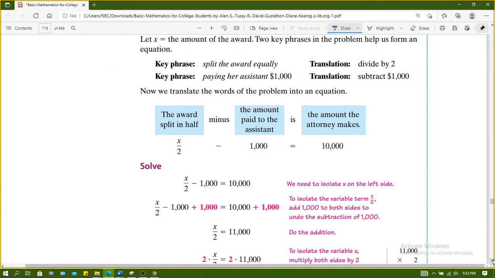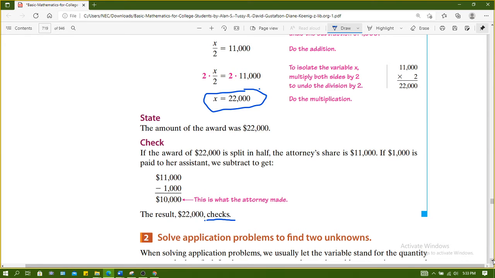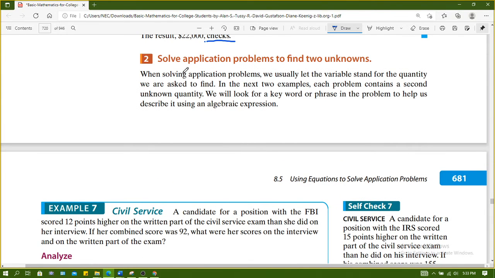Next, let's have number 2, solve application problems to find two unknowns. So, duha na inyong isolve na variable. So, in solving application problems, we usually let the variable stand for the quantity we are asked to find. In the next two examples, each problem contains a second unknown quantity. We will look for a keyword or phrase in the problem to help us describe it using an algebraic expression.